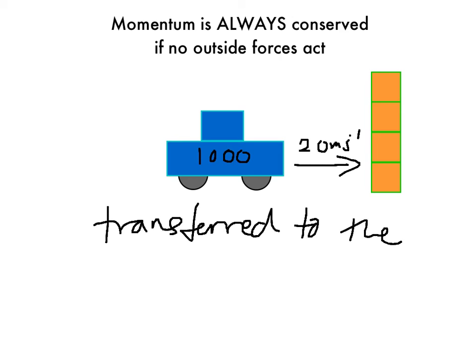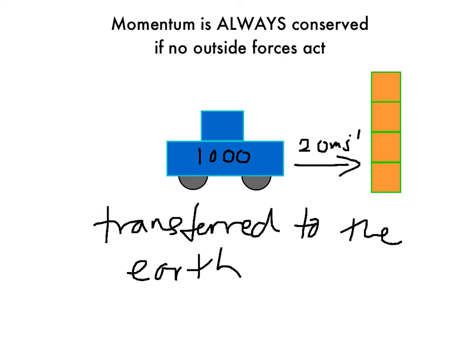So even though it doesn't look like the momentum is conserved, the Earth has moved ever so slightly in response to this. The car has transferred all its momentum through the wall to the Earth. And so that's how momentum is conserved in a collision like that.